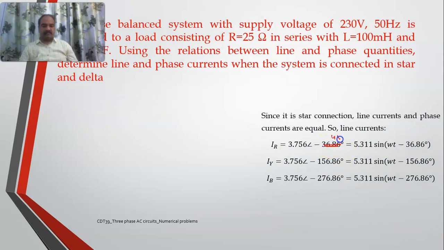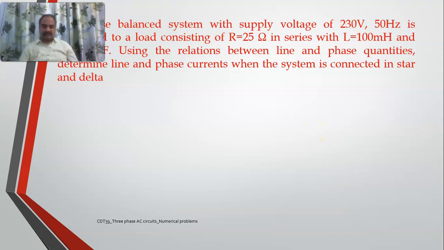So here also a small mistake. This is 45, this is 165, this is 285. Okay. These are the line currents. So this is how you do it in star connection.